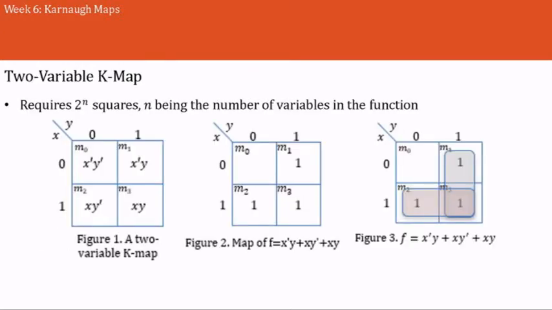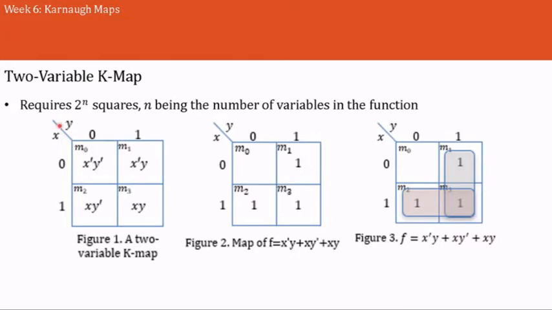And now, let's look at the two-variable K-map. Functions with two inputs, x and y, will produce a maximum of 4 minterms. So how did we derive the 4 minterms? We have used the 2 raised to n formula, wherein n is the number of variables in the function. In our example here, we have 2 variables, x and y.